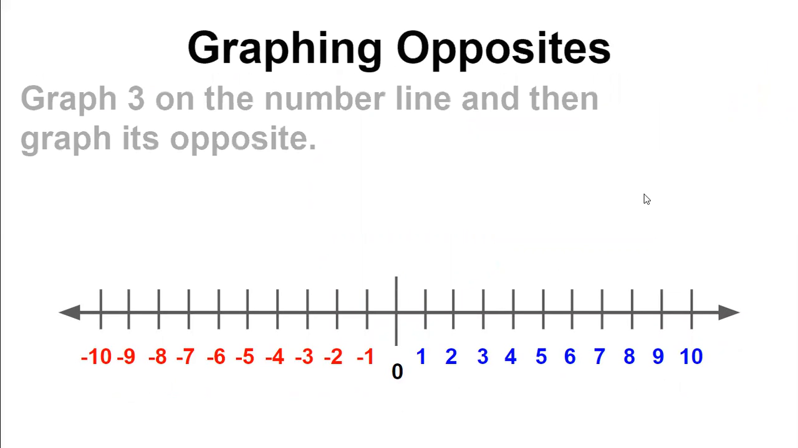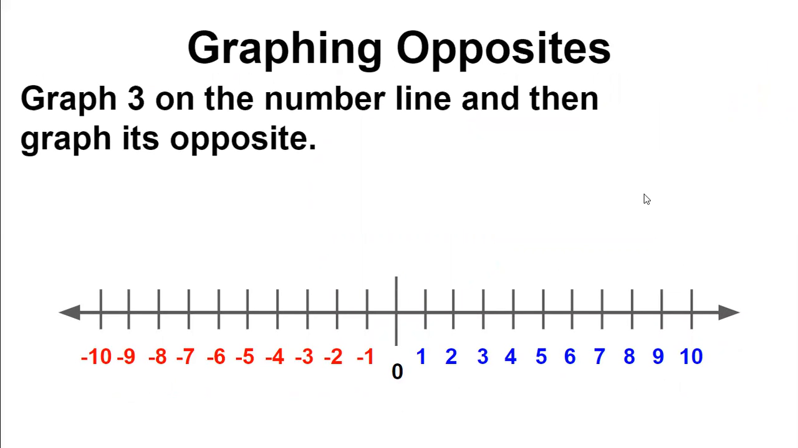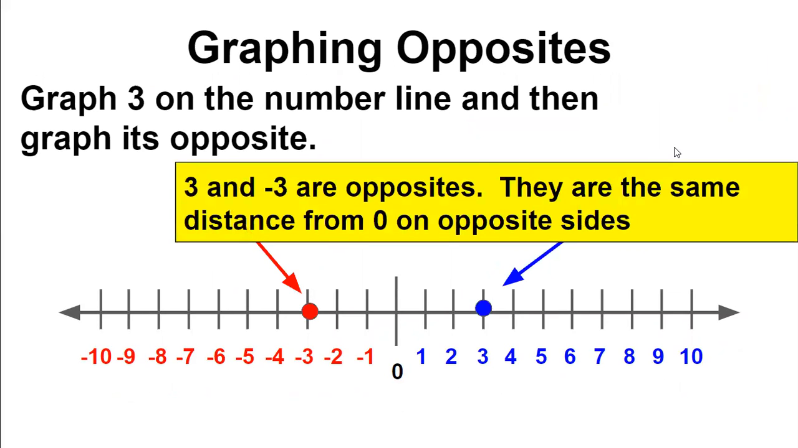We're going to graph some opposites. Graph 3 on the number line and then graph its opposite. Okay, let's graph 3. There it is. What's the opposite of 3? Did you say negative 3? Awesome. Now we're going to graph negative 3. There we are. 3 and negative 3 are opposites. They are the same distance from 0 on opposite sides.